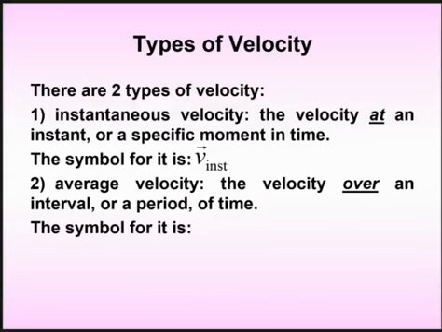Like an interval is from x equals -3 to x equals 7. Like this, for example. Everyone, this is an interval. This is an interval. A chunk is an interval. Okay? So average velocity is the velocity over an interval or a period of time. Like a second, half a second, a nanosecond technically, a minute, a day, a year, whatever.